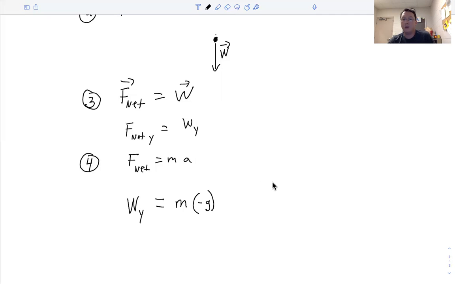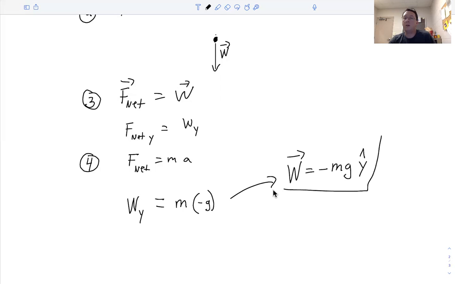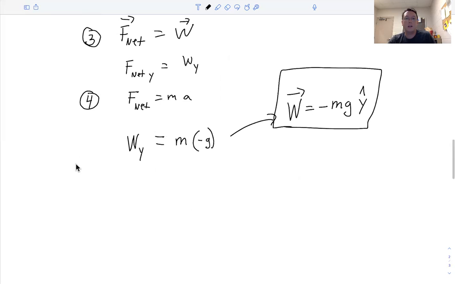So we learn the formula for the weight is minus mg, and it points to the center of the earth, which we'll call the y direction. That is one we should all remember. And that's true even if we add in extra forces. The weight is always given by this formula. So note what's interesting. Weight is not mass.